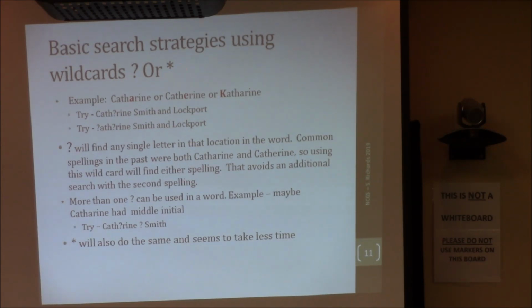Here's the other thing, the star. This is supposedly a single letter in a location, the question mark. The star will find multiple. Maybe it's not only a middle initial, but a whole middle name. I saw where my great aunt Kathleen Smith Ward, it wasn't Kathleen S., it was Smith. Her whole name was spelled out. So if you put the star in there, you'll get either the initial or the whole middle name.